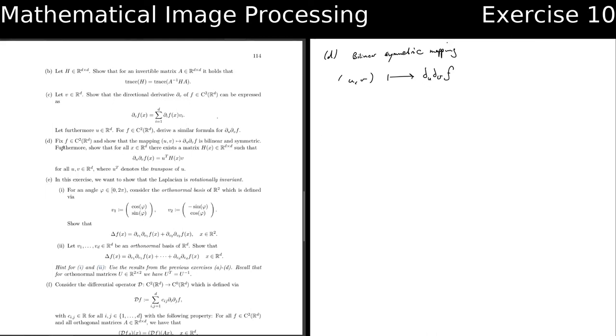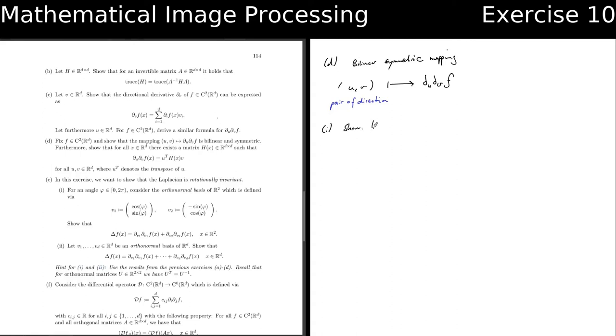In part D of the exercise, we want to take a look at the bilinear symmetric mapping I get when I take a pair of directions u and v, and I map them to the corresponding second order directional derivative d_u d_v of f. The proof of bilinearity consists of three parts. The first part is showing linearity with respect to the first component. The second part is showing the symmetry. And the third part is combining 1 and 2 to get linearity with respect to the second component.